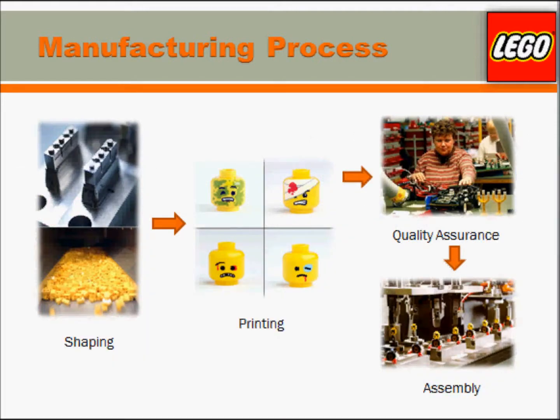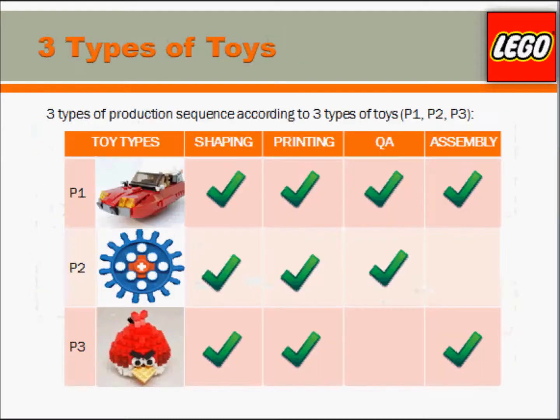We have 4 main stations on the manufacturing floor. All the raw materials go to the shaping station first and then go into the printing station. Afterwards, they might go to the quality assurance station and the assembly station. We simulate 3 types of products.